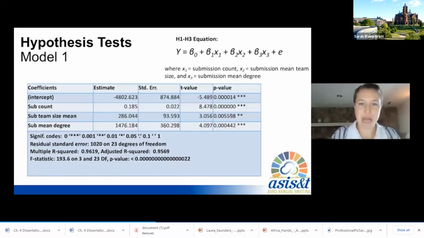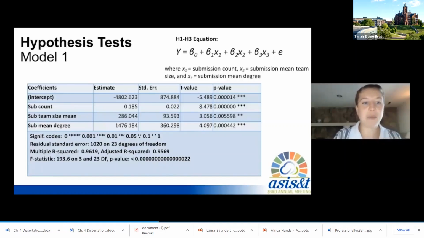For the first model, we were trying to understand what the patent outcomes are based on submission count, based on the team size on average, and the mean degree. Now, these three in particular were statistically significant after an OLS. We did some transformations as well, log-log transformations, and we found that these particular weights were a good description and accounted for 95% of the variation in patent production.